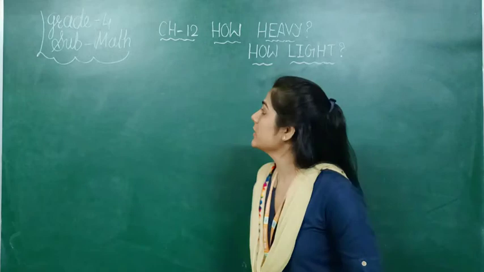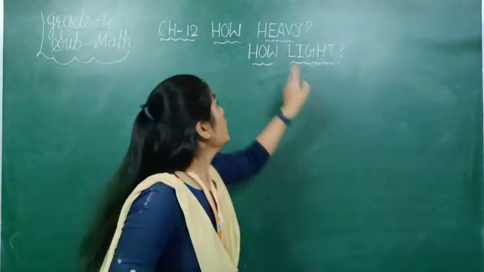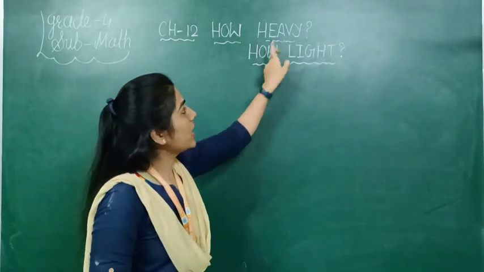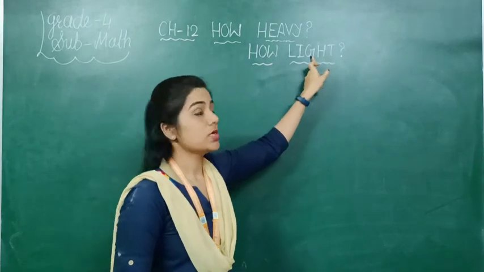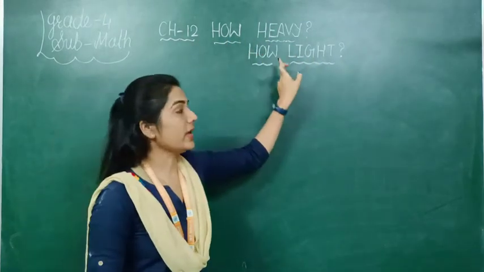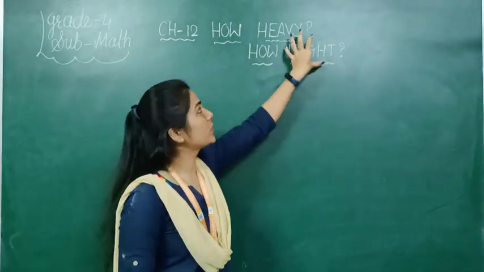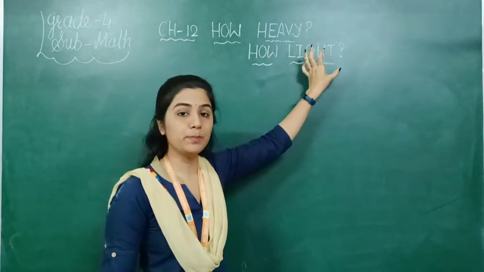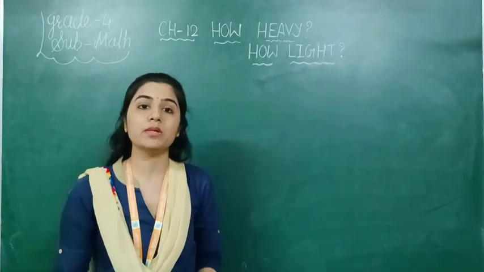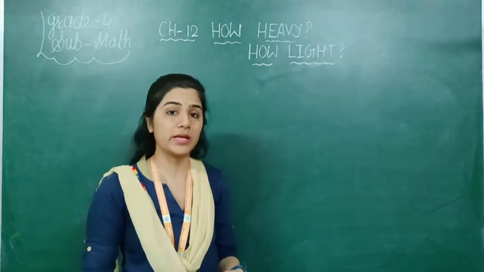Chapter number 12. The heading is "How Heavy and How Light." These words are very simple, which means this heading is very simple. What is the meaning of this heading?